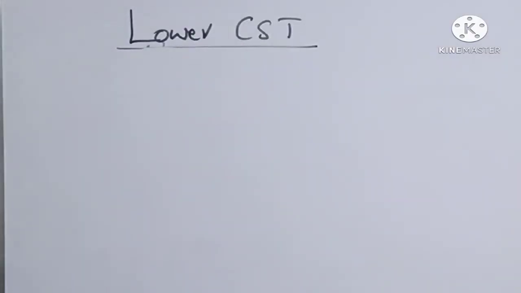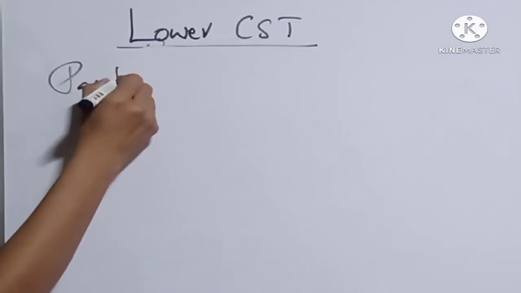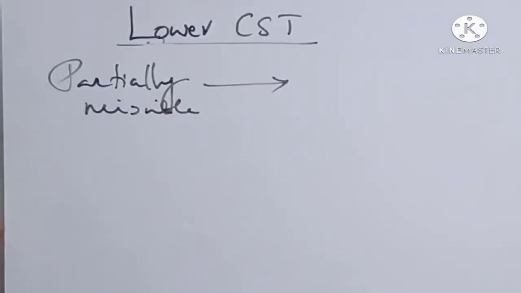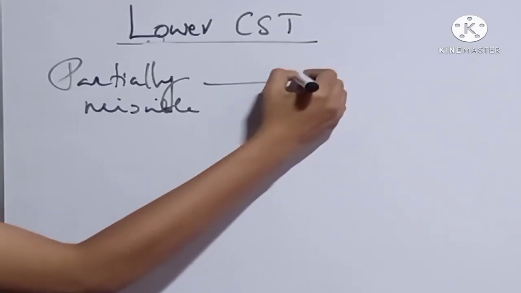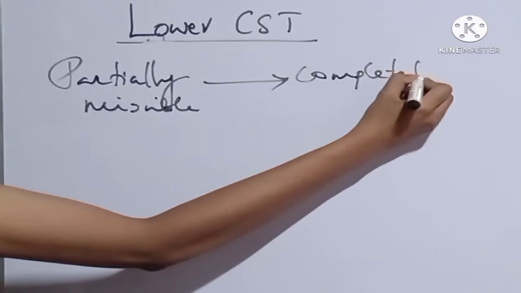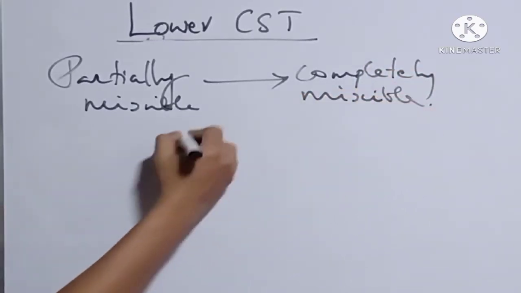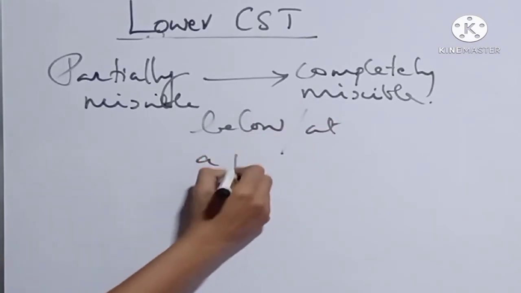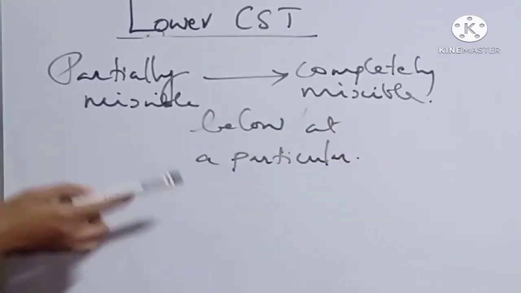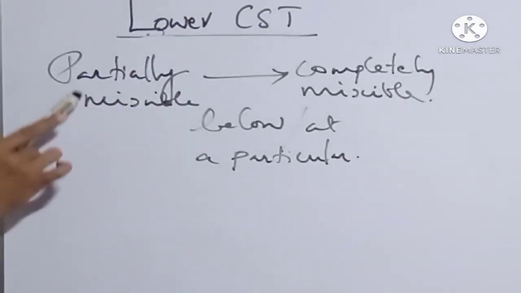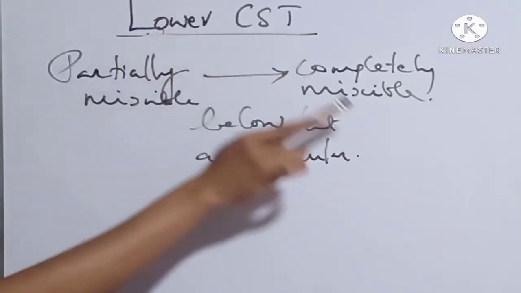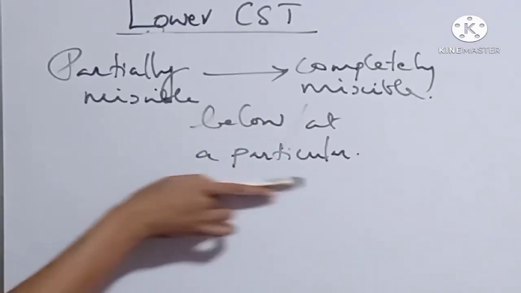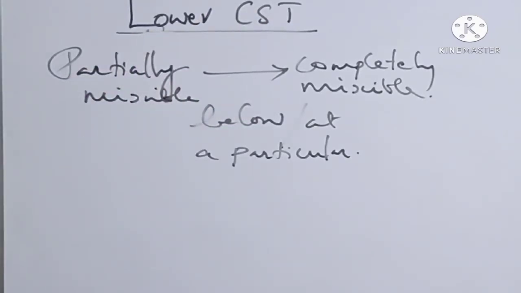Then the next one is lower CST binary liquids. So here the partially miscible liquids become completely miscible at or below a particular temperature. So lower CST means partially miscible liquids become completely miscible, or become a homogeneous solution, at or below a particular temperature, and that particular temperature is known as the lower CST of the partially miscible solutions.